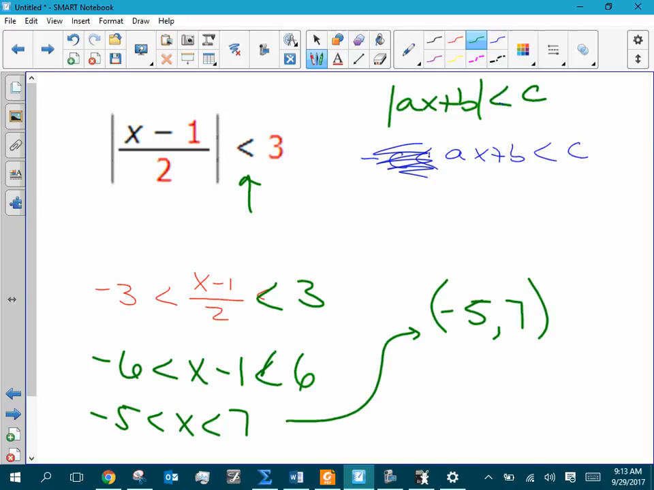Now, if you pick out a number, I'll get your question in a minute. If you pick a number that's out of that range, say like 9. 9 is out of there, right? If I go 9 minus 1 is 8. 8 divided by 2 is 4. Absolute value of 4 is 4. Is 4 less than 3? No, that's a false statement, and that's why 9 wasn't in this solution.